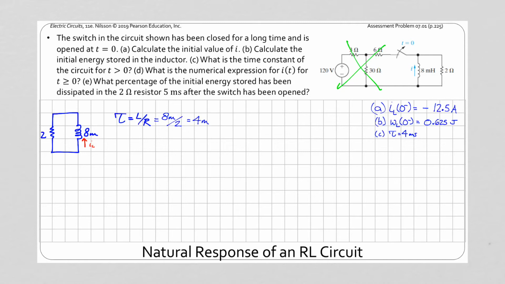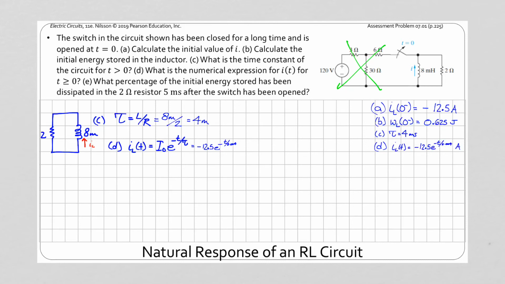Then we're asked to find the numerical expression for I, the current through the inductor, and we have an equation for that as well for the natural response. That's the natural decay of an inductor that's charged and allowed to discharge across a single resistor like we have here. So we'll look at that equation first. So we start with the equation for the inductor current. We know the initial value of the current through the inductor. We know tau, the time constant. We can plug those values in to get the inductor current as a function of time.